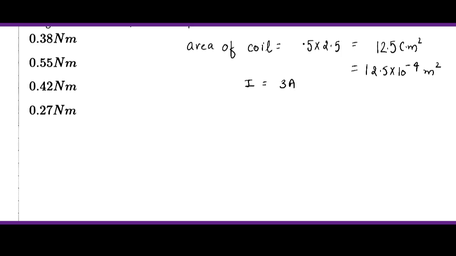So suppose x and y-axis. So we will make its diagram. X-axis, y-axis, and this is z-axis. So coil will lie in xz plane. So this is x, this y, and this z.